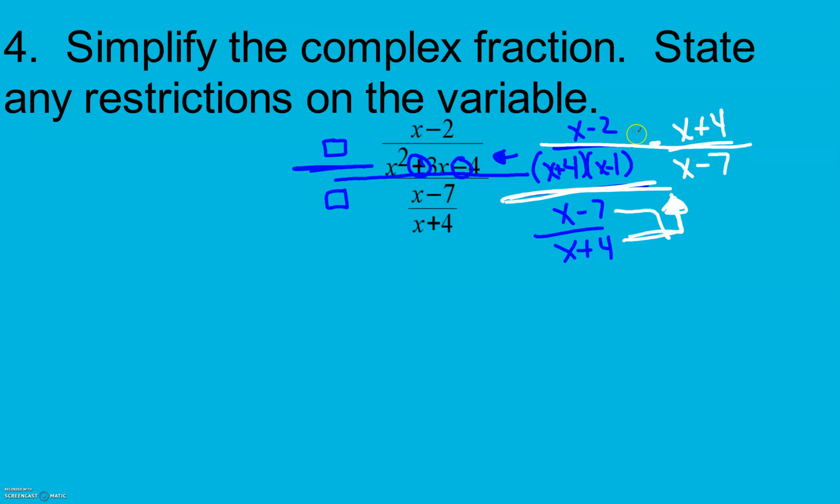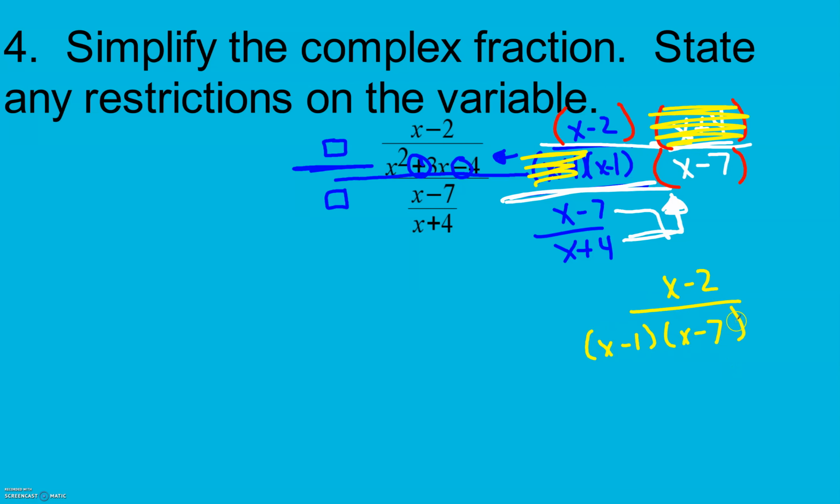We multiply straight across here, which means I can write these as one big fraction. Because we're multiplying, we can get rid of any common factors by dividing. The inverse operation for multiplication is division. So those x plus 4's cancel out. What I'm left with is x minus 2 over x minus 1 times x minus 7. Or, if you multiply that out, x squared minus 8x plus 7.